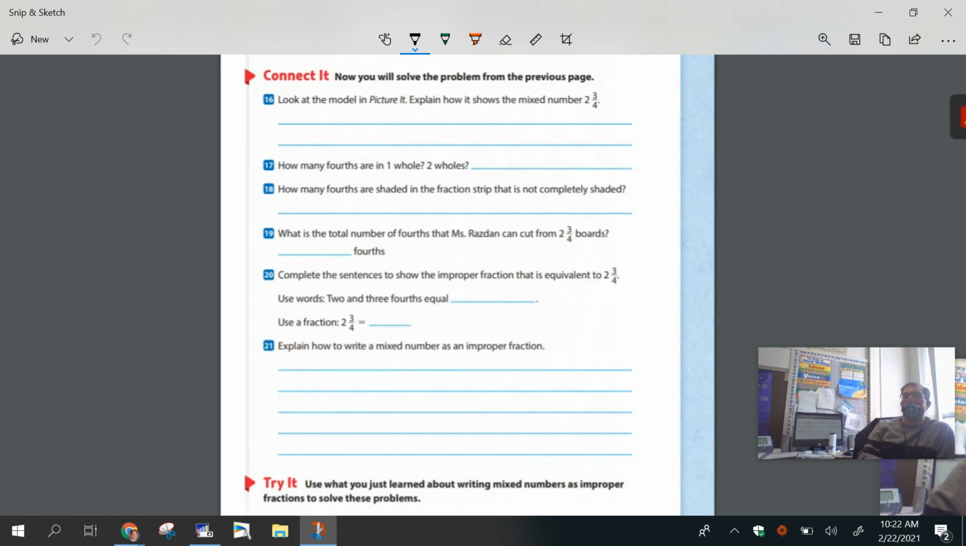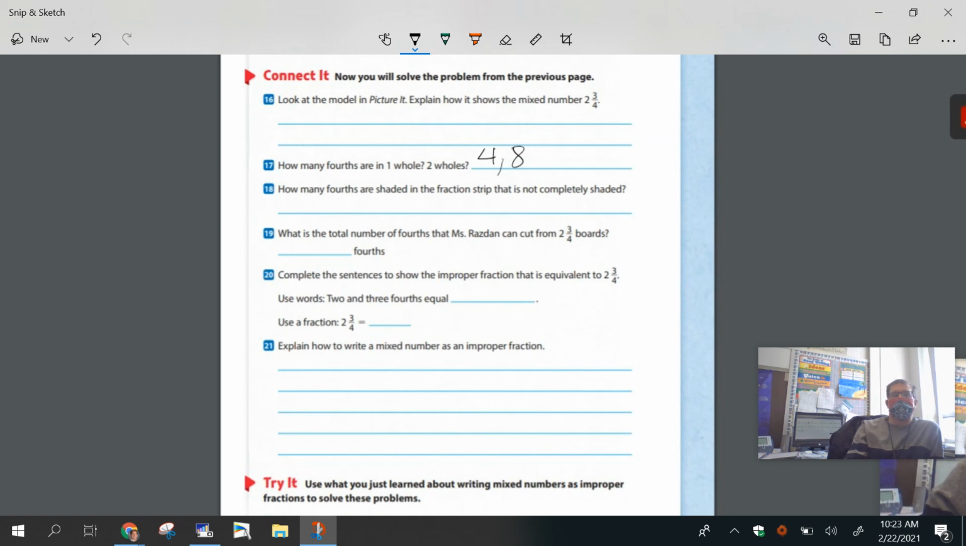Okay, number 17. How many fourths are in one whole? And Jocelyn kind of covered this one. So 1 would be 4/4, and 2, there are 8/4. Okay, 4 and 8. Notice I did not put them over 4, because it didn't say. So how many fourths? 8 of them. 8/4 and 2.